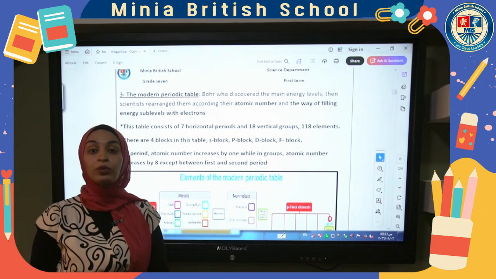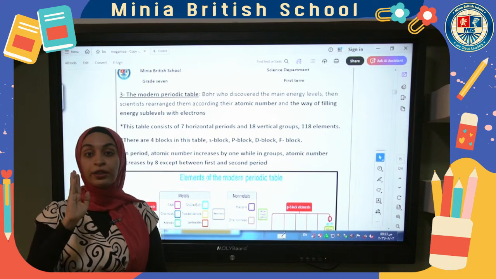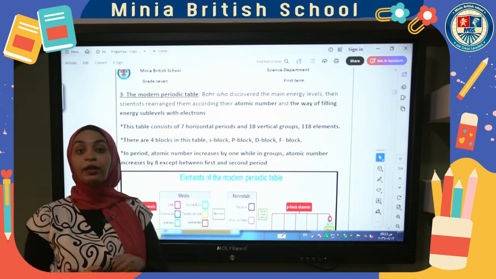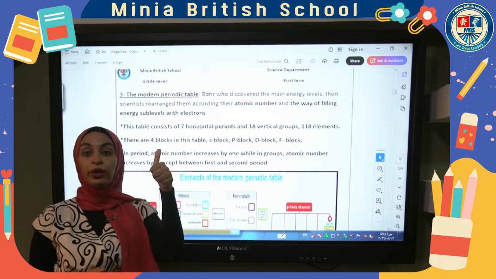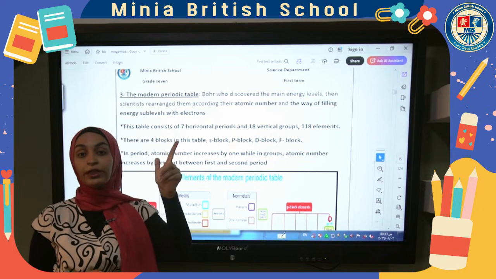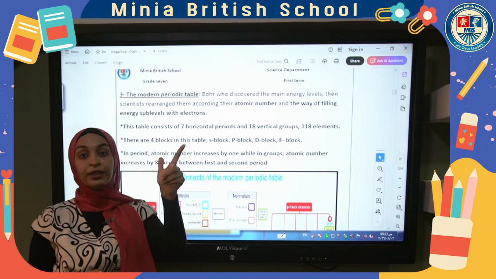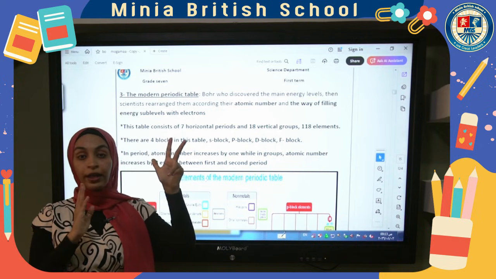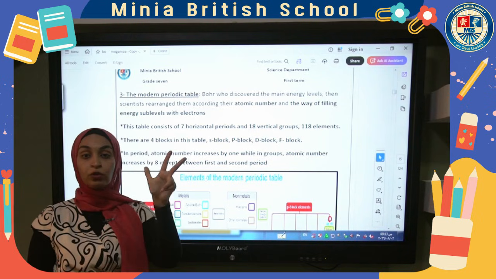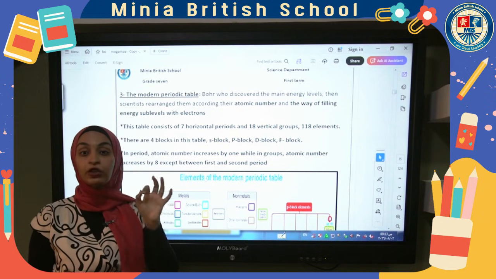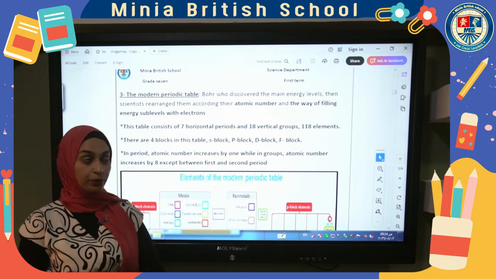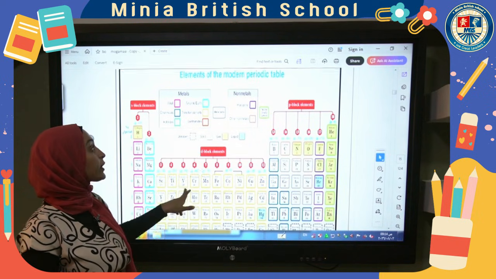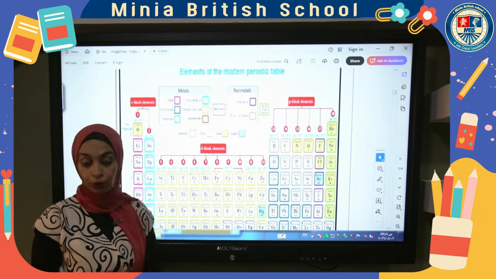So if I want to summarize the attempts of classification of elements to facilitate the elements study: number one, Mendeleev according to atomic mass. Number two, Moseley according to atomic number ascendingly. Number three, the modern periodic table according to the atomic number ascendingly, and also the way of filling energy sublevels with electrons.